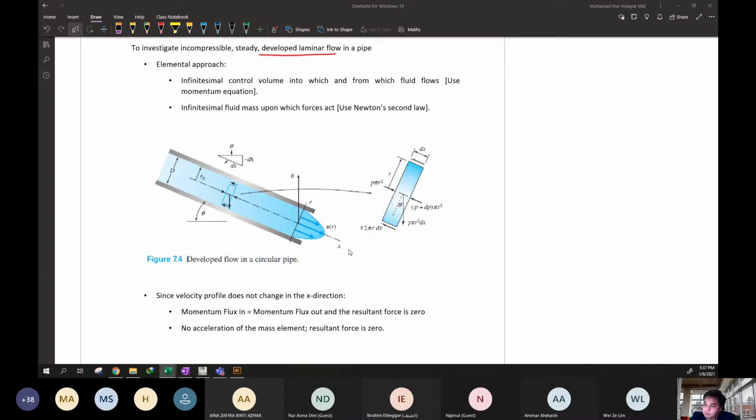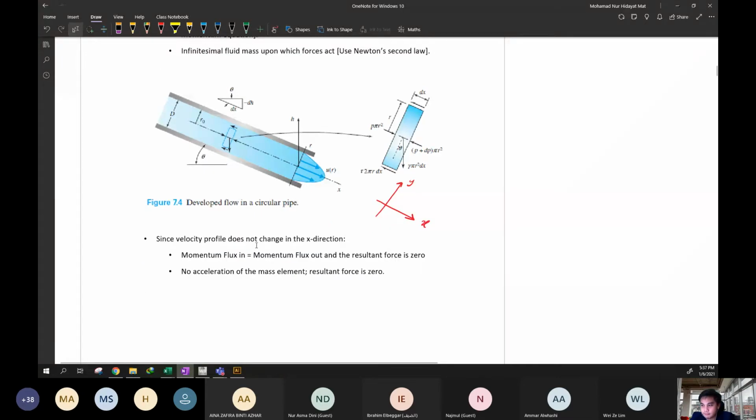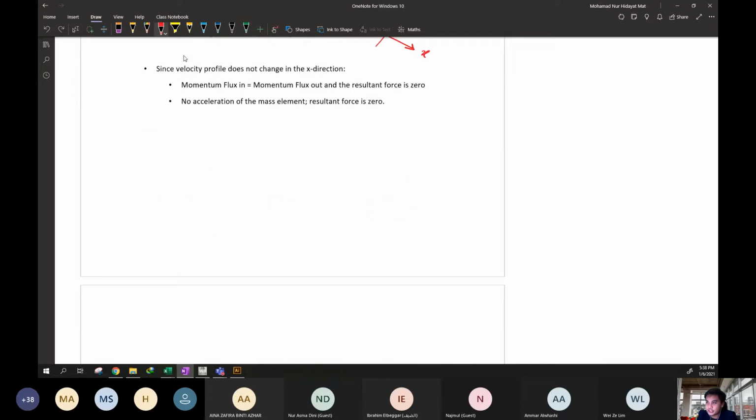Since the velocity profile does not change in the x direction, this means it is fully developed flow. The velocity profile ceases to change. The momentum flux in equals the momentum flux out, and the resultant force is 0. Simply, F equals 0. So there is no acceleration of the mass element, and the summation of force equals 0 because the velocity profile in the x direction never changes. So we can put it this way.